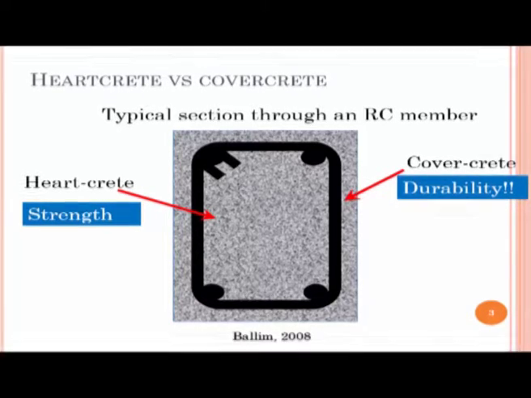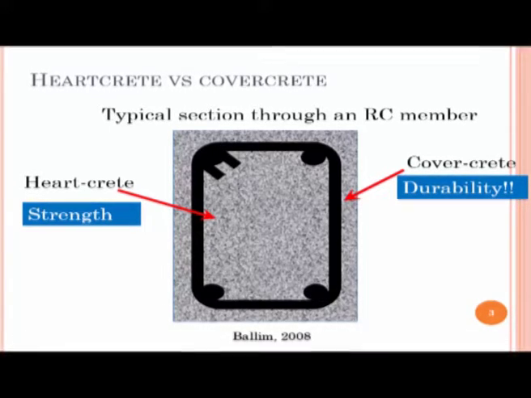Okay. The concrete that is inside of the reinforcing bars can be called heartcrete. Inside of the reinforcing bars we call it heartcrete. Okay. That means that is the heart of the concrete. Now what is outside of the steel bars is in the cover zone, so that is why we give it the name covercrete. Okay.